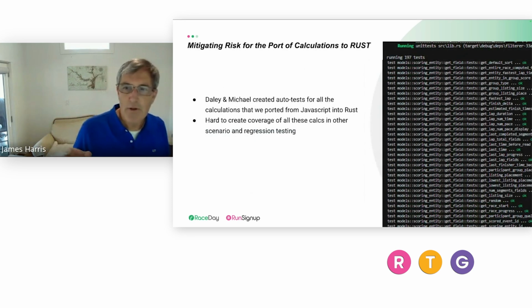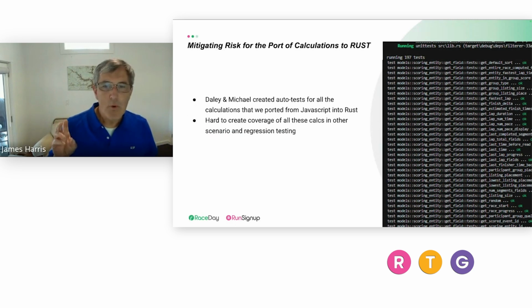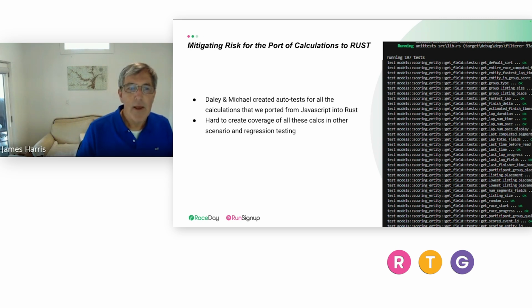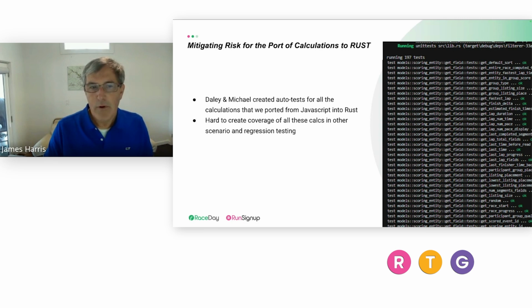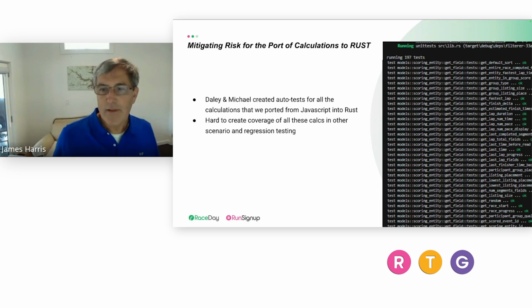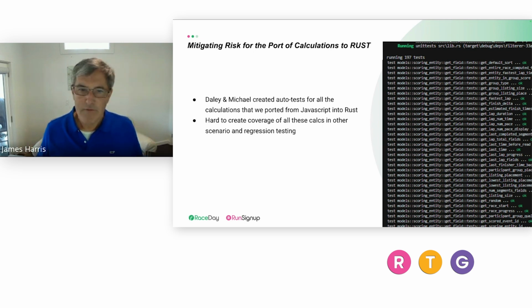The second part was, as we wrote Rust, we had to move all of the calculations into another language. As Michael and Daly were working on that, they were thinking, let's write automated testing for all those little calculations that we're doing. It's what we call our entity get field. They wrote a coverage map looking at all those calculations, so that they could run an automated test, npm run test, and look through all those calculations and make sure that all those things are actually working based on what we think.